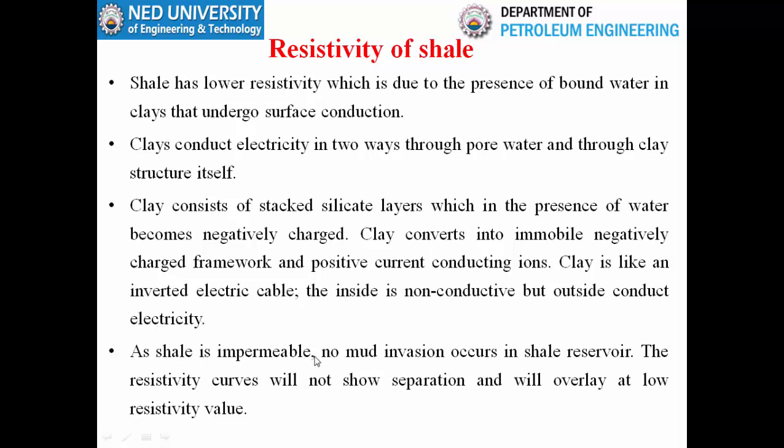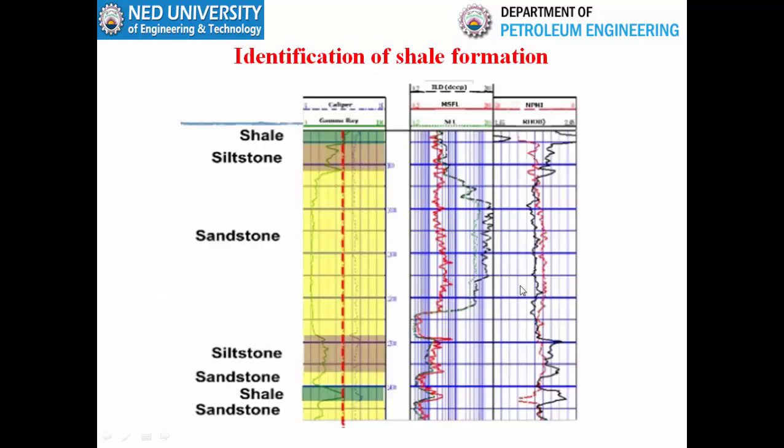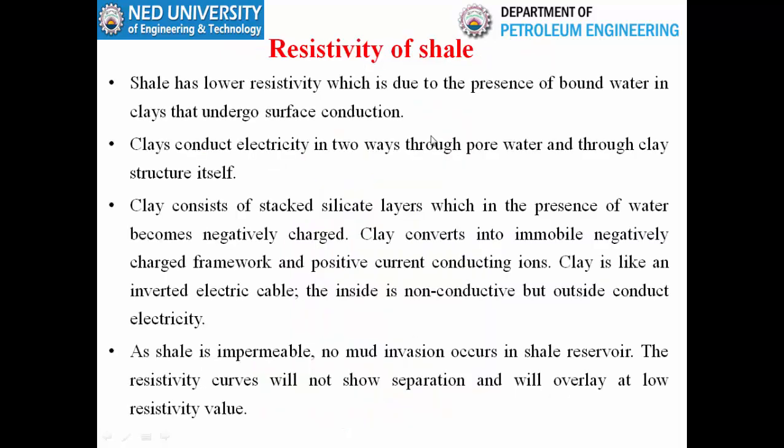As shale is impermeable, no mud invasion occurs in shale. The resistivity curves will not show separation and will overlap at low resistivity values. For example, if you identify shale through the resistivity log, you can see that in shale zones, all three curves will be overlapping to each other, and overlapping will occur at lower values because shales are conductive, because shale conducts electricity through its matrix.